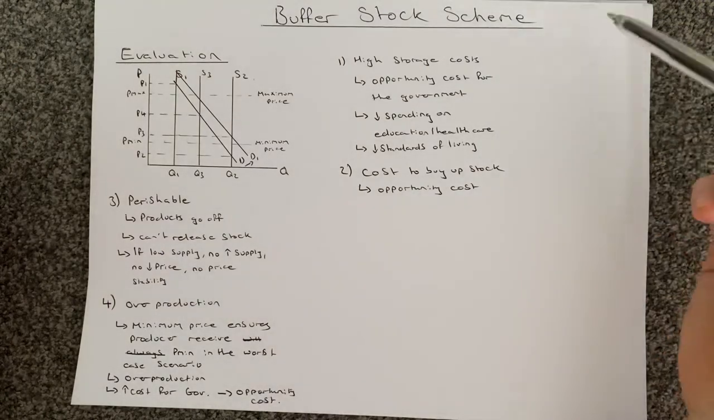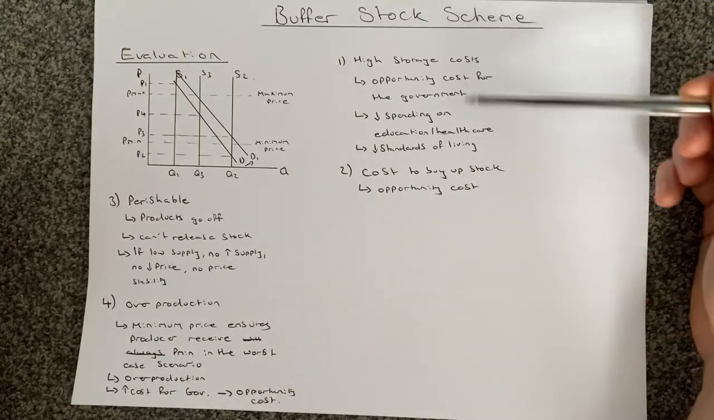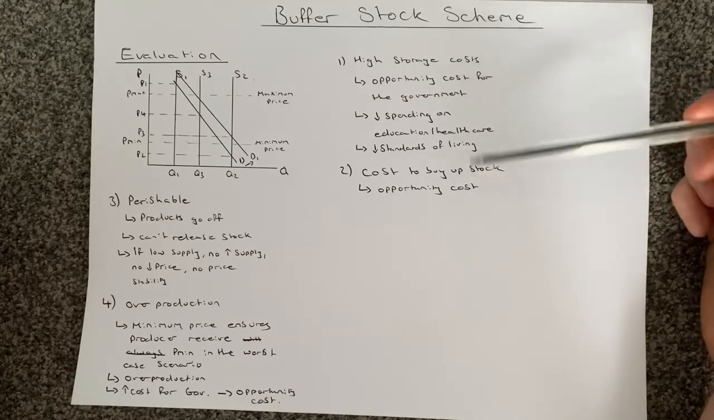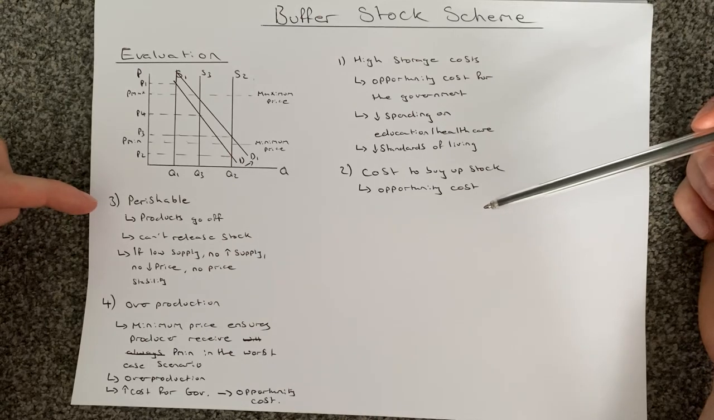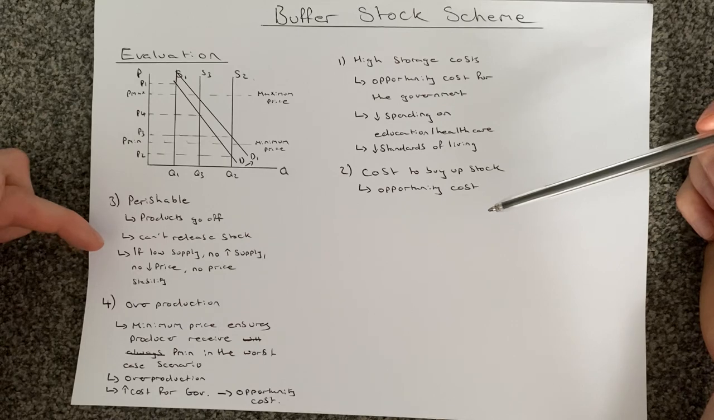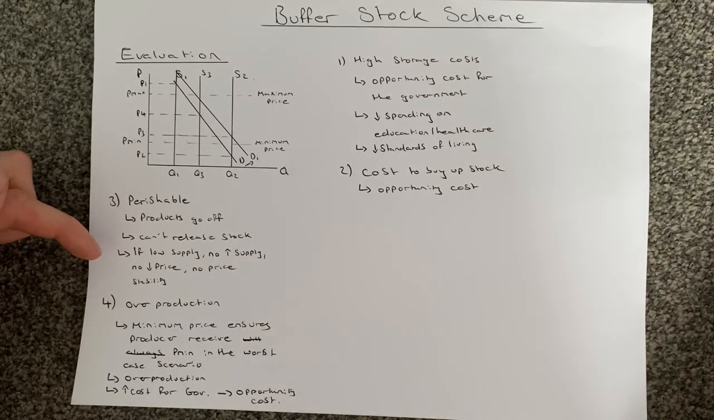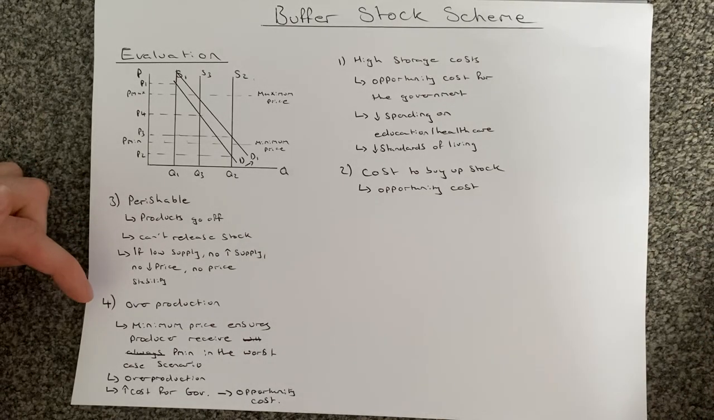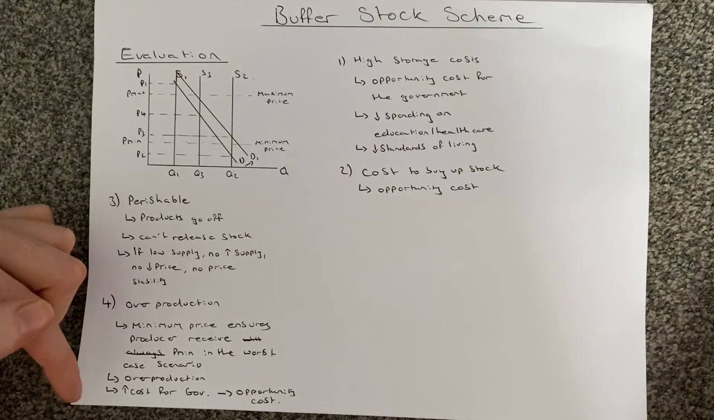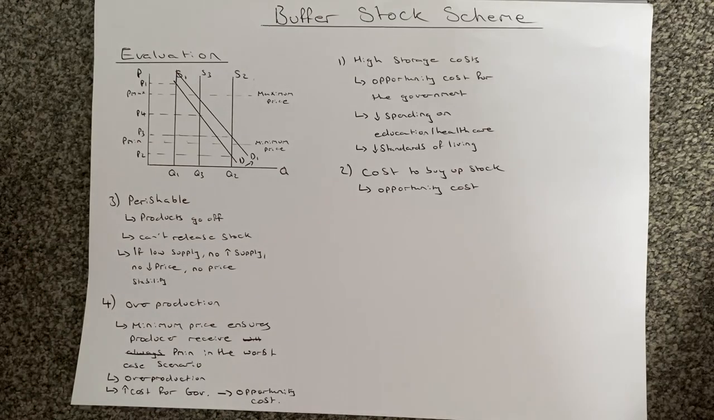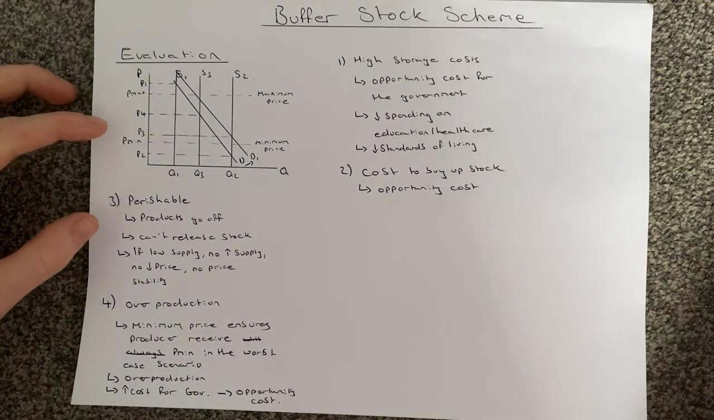But just to recap, to date, we've looked at high storage costs and we've looked at the cost of buying up stock and how that leads to opportunity cost. We've talked about potentially the use of buffer stock schemes on perishable products such as wheat, therefore meaning that price stability cannot be achieved because we can't release the stock onto the market to lower the price. We've talked about the minimum price encouraging producers to continually produce more because they will be guaranteed that minimum price, and therefore that's going to lead to overproduction, again increasing costs for the government and leading to an opportunity cost.